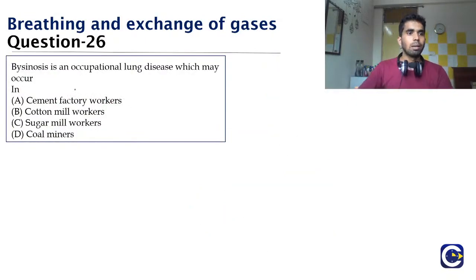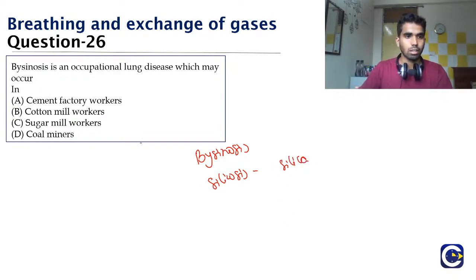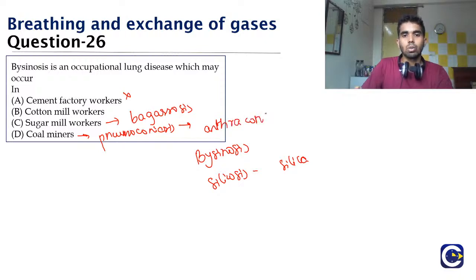Now coming to question number 26. Session-12-Breathing is an occupational lung disease which may occur in. Okay, so there are various occupational lung diseases that have a particular name, caused by a particular agent. For example, we are talking about Session-12-Breathing, and apart from it, I will also tell you about silicosis. Silicosis occurs in glass factory workers, and it is due to silica present in the lungs. In sugar mill workers, it is known as bagasosis. There is no particular name for cement factory workers, and in coal miners it is known as pneumoconiosis, anthracosis. So only one option is left over here.